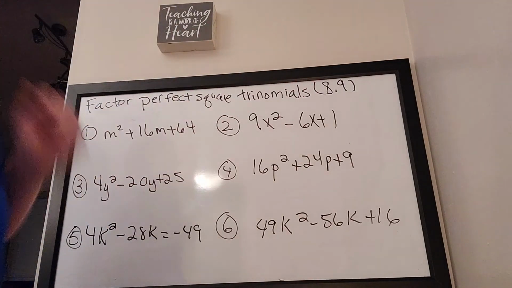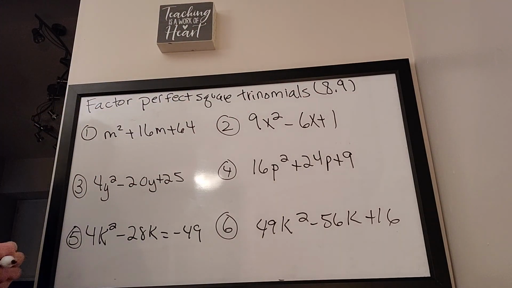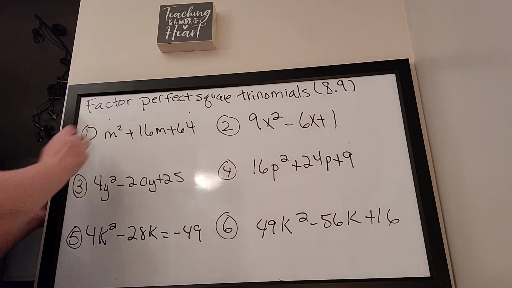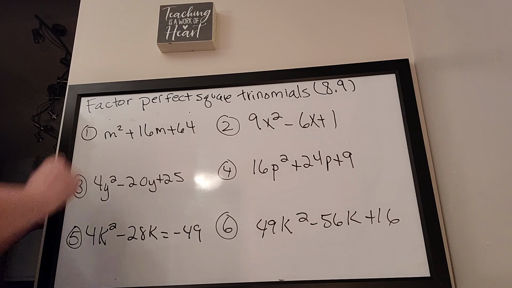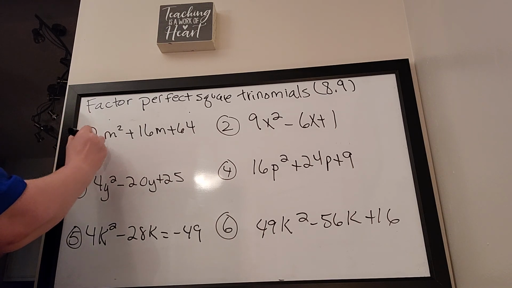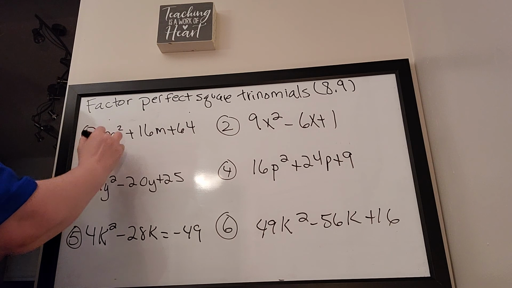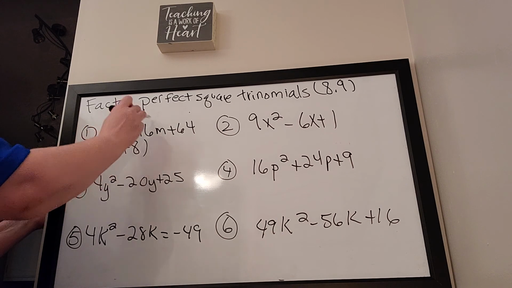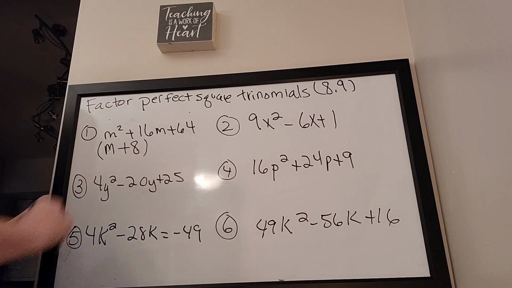Okay, we are on section 8.9, factoring perfect square trinomials. So for a perfect square trinomial, the first and the last, the A and the C, have to be perfect squares. Any variable that has an even exponent is a perfect square. 64 is also a perfect square. It's 8 times 8. And if this times 2 equals this, then it is a perfect square trinomial.